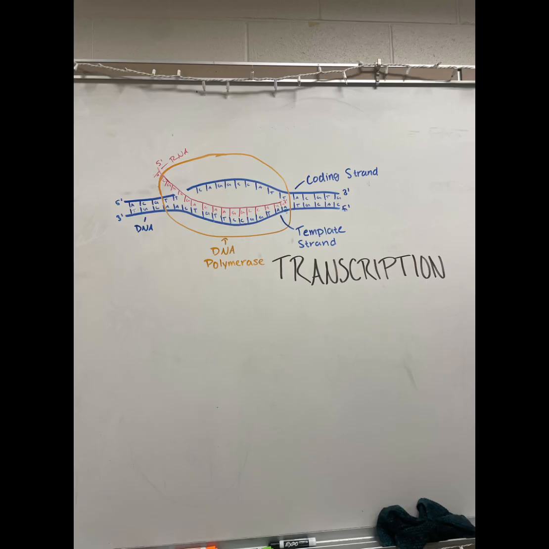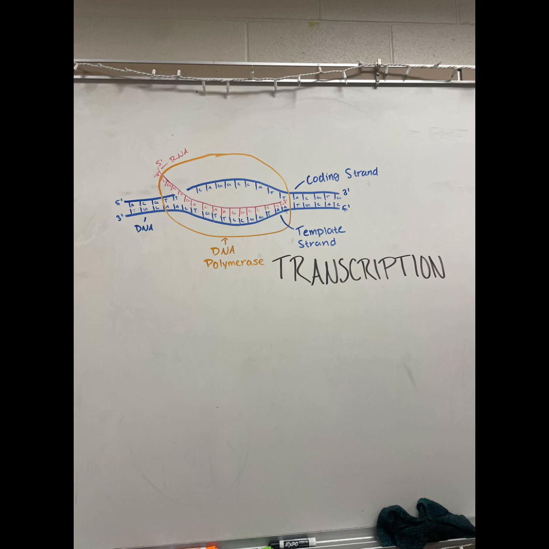Transcription is the first step in making a protein. It happens inside the nucleus of a cell. During transcription, the cell makes a copy of the gene's instructions in the form of messenger RNA. First, an enzyme called RNA polymerase finds the gene on the DNA strand that needs to be copied. RNA polymerase then unzips a small section of the DNA.